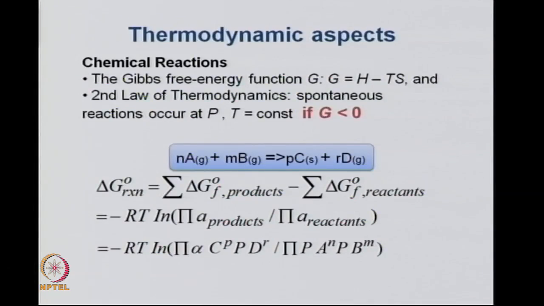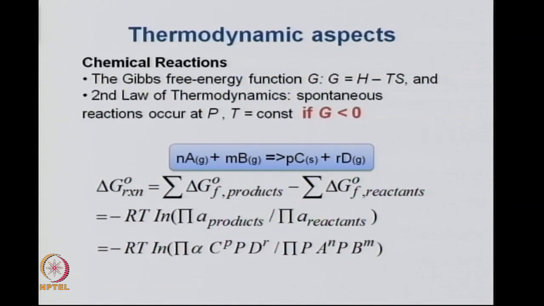Then we also have to consider the thermodynamic aspects. So, if some chemical reactions are going on, we have to incorporate the Gibbs free energy function, which is G, and G is a function of enthalpy and entropy, which is S, and the relation between free energy, enthalpy and entropy is given here, where T is the temperature. And by the second law of thermodynamics, a spontaneous reaction will occur at a pressure P and a temperature T kept constant if the free energy change is less than 0. So, this is the standard second law of thermodynamics.